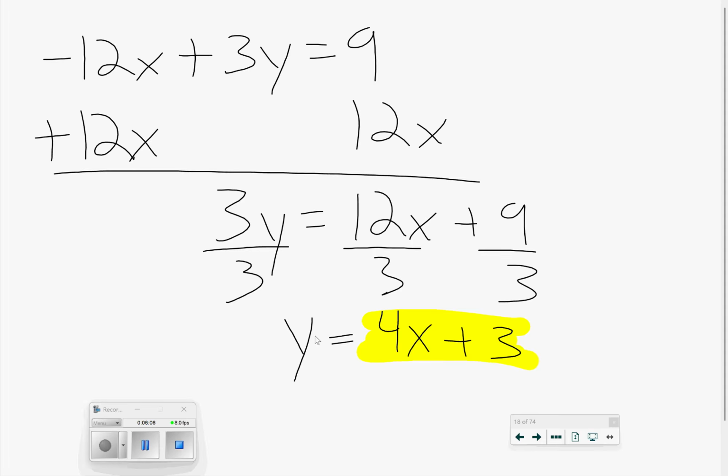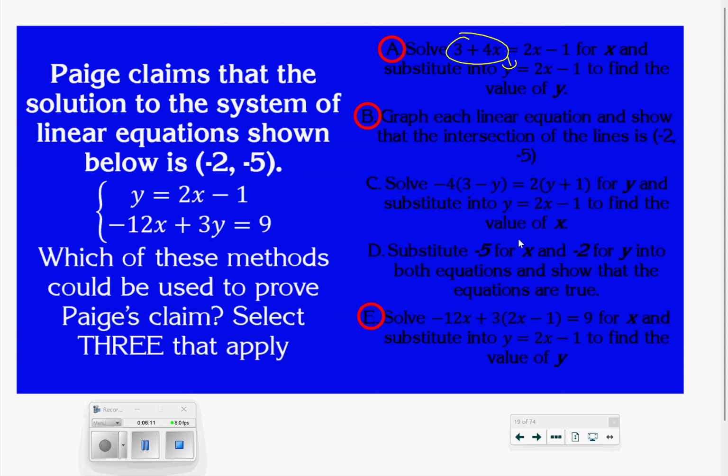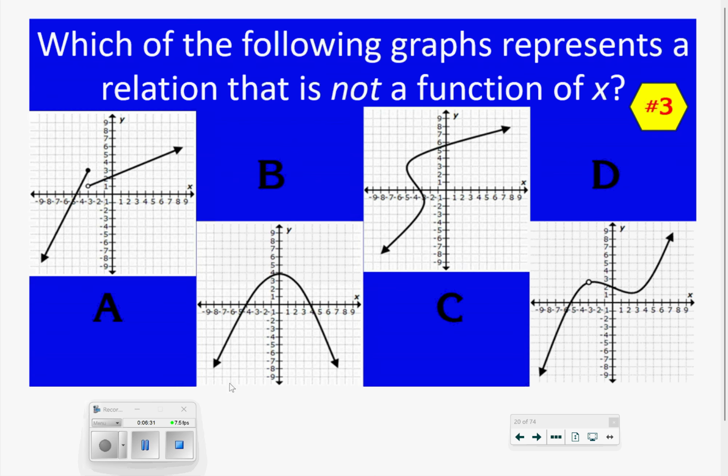Now that y is equal to this and y is also equal to 2x minus 1, you can set them equal to each other. So that's what they did: 3 plus 4x is equal to 2x minus 1. Set them equal to each other, solve for x, plug it back in, and find the y. Okay, try this one. See if you can find the one that's not a function.